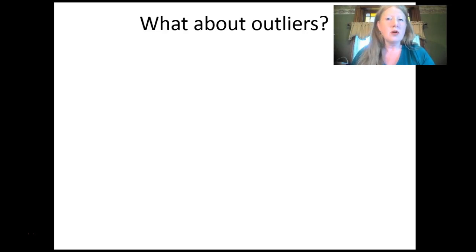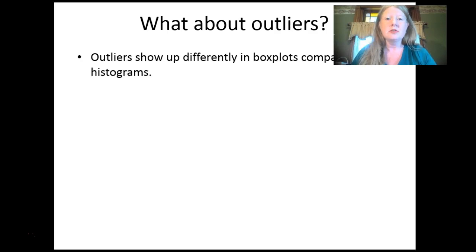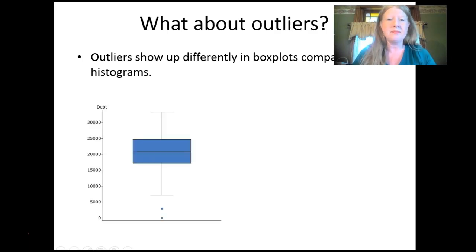Now let's talk more about outliers. We've already talked about them a bit. We've seen how box plots can show outliers in a different way from histograms. We're now going to start talking about how we would actually determine if we have outliers in a data set. So just as review, again, outliers will show up differently in different types of graphical displays.